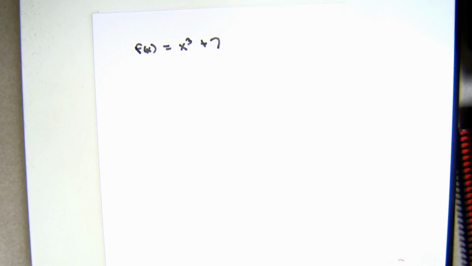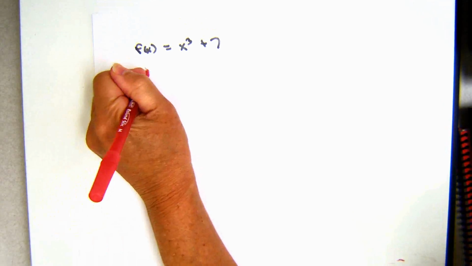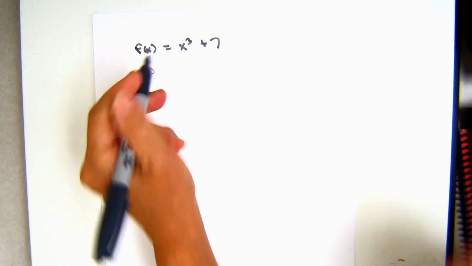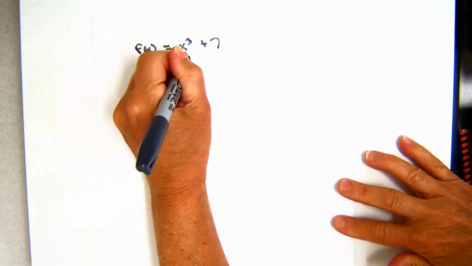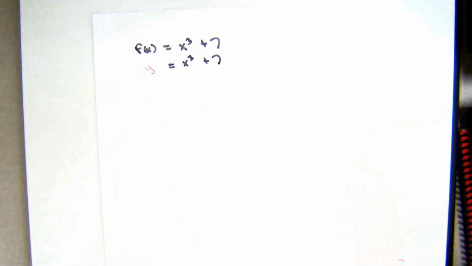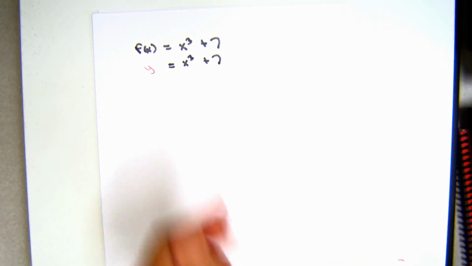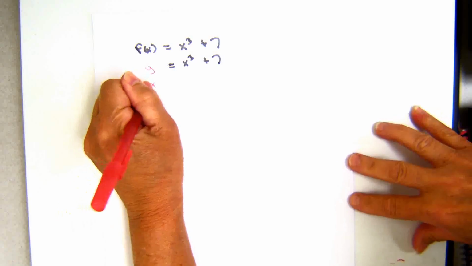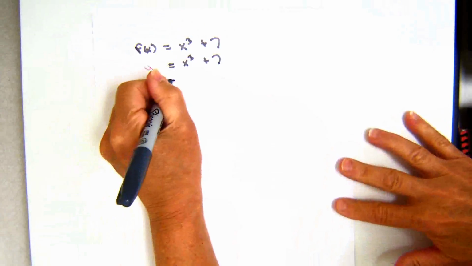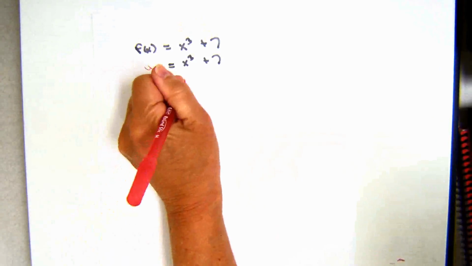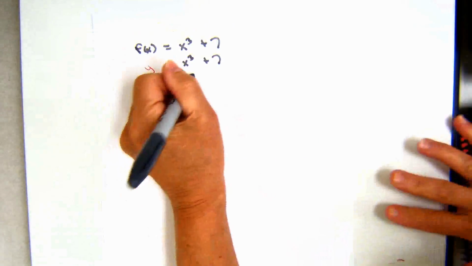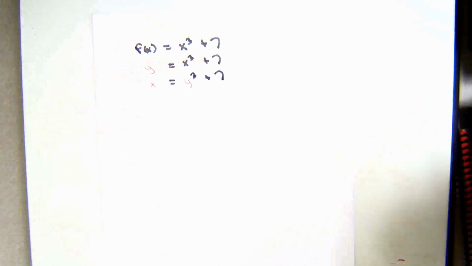Now, remember, to find the inverse, what do we do? We replace the x's and y's, we swap them, right? So first of all, f of x is just y. So let's write it first as y equals x cubed plus 7. Now, instead of x and y, what we're going to do is swap them. So to swap them, this is x, and this is equal to, instead of x, we're going to put y cubed plus 7. And then we want to solve for y.